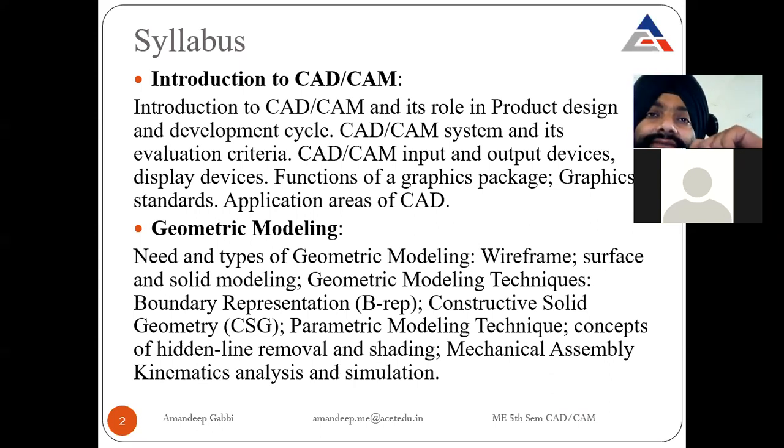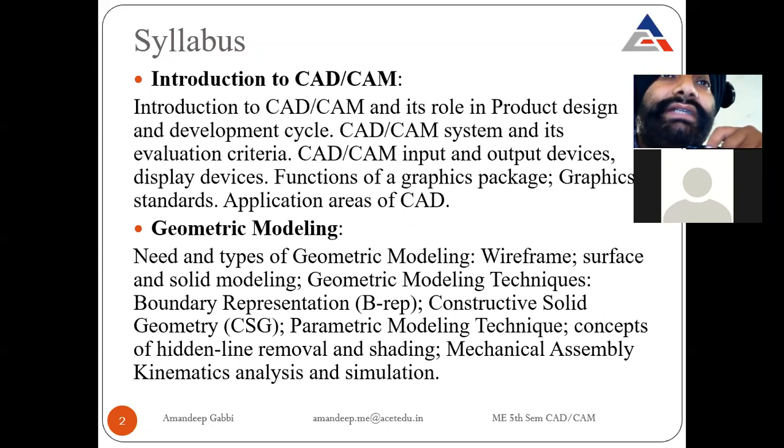Then another technique is constructive solid geometry, CSG. We are going to study that in detail when this chapter will come. Parametric modeling technique, concept of hidden line removal, shading. Hidden line removal, those lines which are not visible from the front are to be hidden, to be shown hidden, and you can remove those. Shading is to be done. Then mechanical assembly and kinematic analysis and simulation. This is going to be studied in geometric modeling.